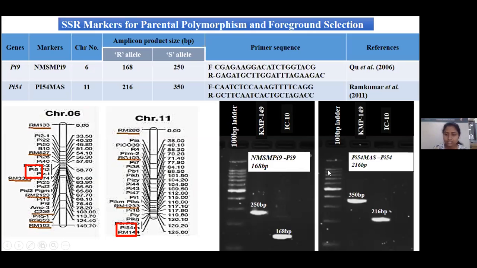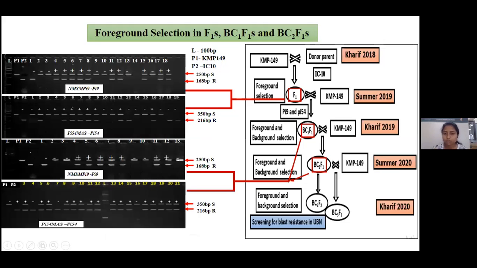You can see in the figure that KMP149 is susceptible at 250 base pair and 350 base pair for Pi9 and Pi54 genes, and IC10 is resistant at 168 and 216 base pair for these two genes. We have crossed these two parents to get the F1s, and thus foreground selection has been carried out here. With the subsequent backcrosses in BC1F1 and BC2F1, we have again checked for the presence of genes, and the plants that are heterozygous, having both the female susceptible and the male resistant bands, have been selected, and the best plants have been carried forward.